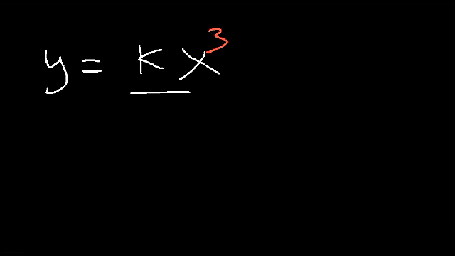Now, what if y varies directly with the cube of x, but inversely with the square of z? So directly, x is going to be on top, but it's the cube of x, and inversely with the square of z. So it's z to the second power, but on the bottom. So now you know how to write the equations given a sentence. So let's try a few word problems.